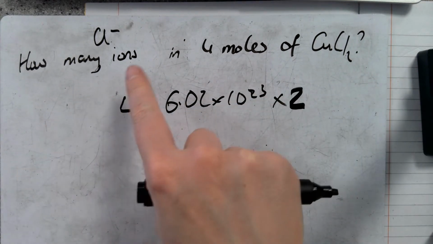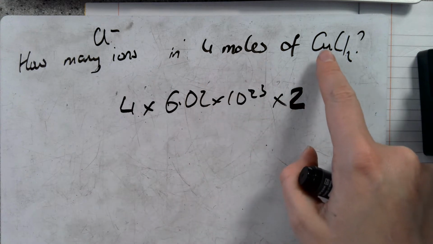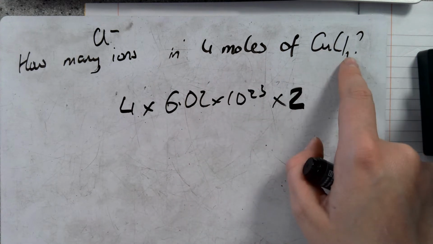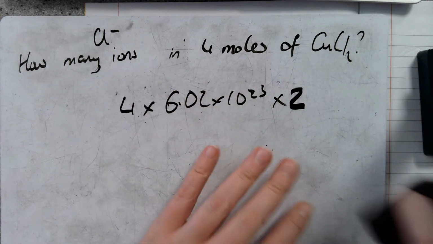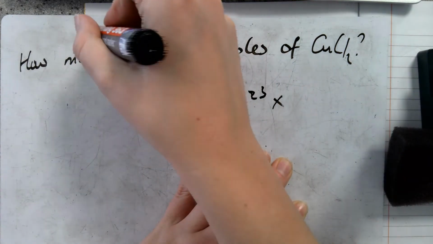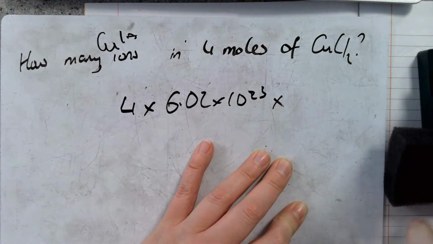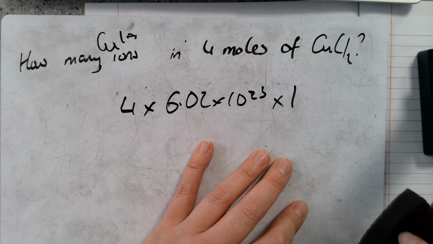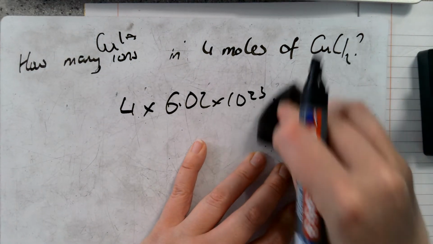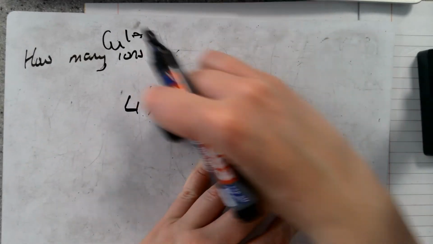When I asked you about how many ions in total, I was timesing by 3 because there are 3 ions in total. But now I'm specifying Cl- ions, I'm only timesing by 2. If I asked you for how many copper ions, how many Cu2+ ions, I would just be timesing by 1. There's only 1 copper ion in each of the CuCl2s. Again, general advice with these types of questions: if you're given Avogadro's constant, you have to use it. If you're not, you don't have to use it.